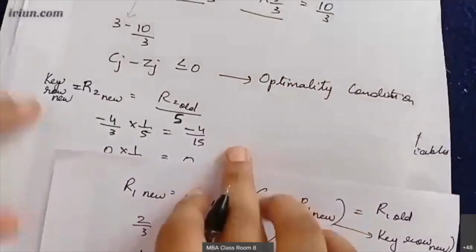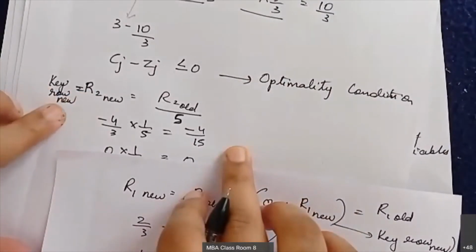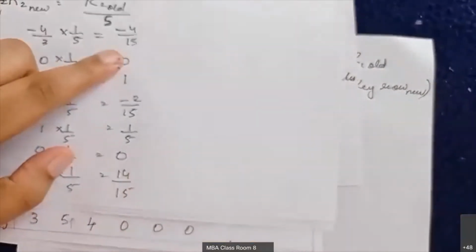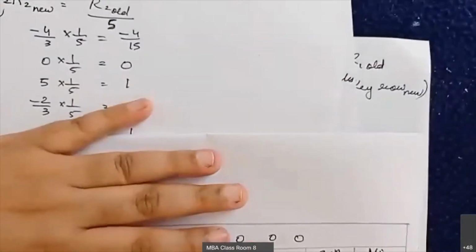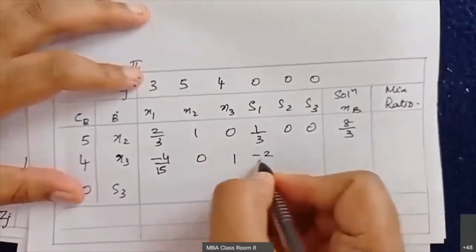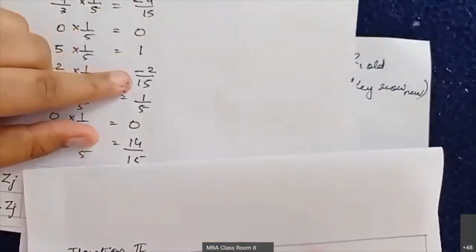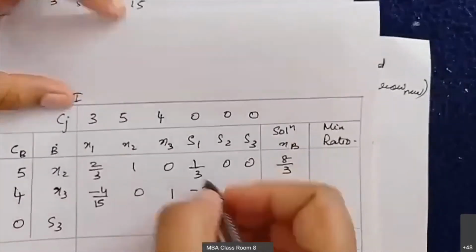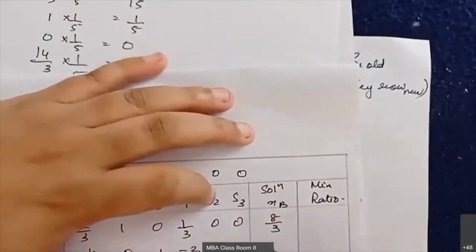R2, can you see here? It is also our key row new. Take down the values and write. What are the values? Minus 4 by 15. Then 0, 1, minus 2 by 5. Minus 2 by 15, so it is 2 by 15. Then 1 by 5. Then 0 and 14 by 15. That is R2 new.